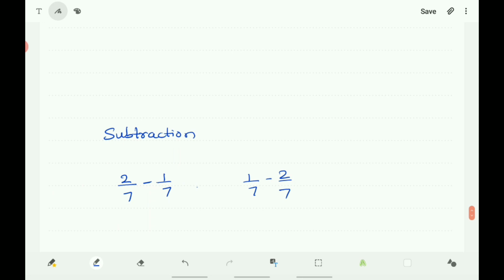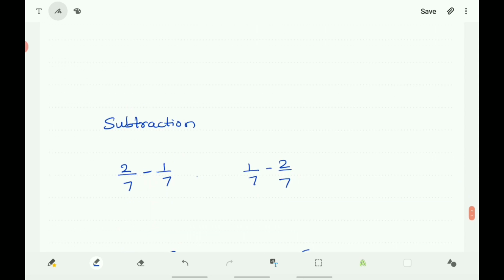Now, let us take subtraction. Take any two rational numbers and here you have taken 2 by 7 and 1 by 7 and subtract 1 by 7 from 2 by 7.